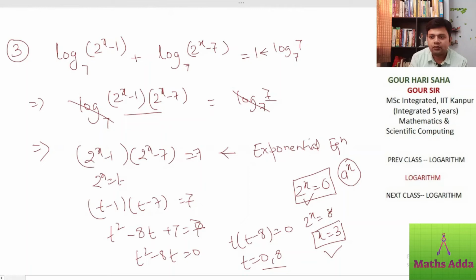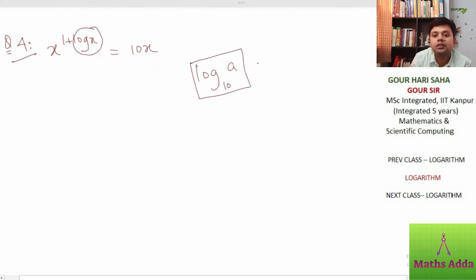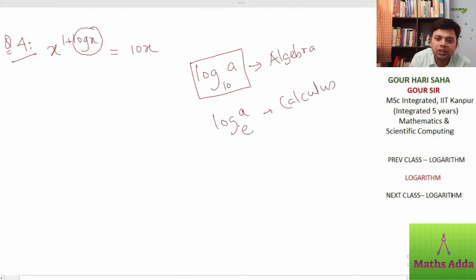Now move to the next one. Question number 4. x to the power (1 plus log x) is equal to 10x. First thing I must tell you, when it is log x, it means base is 10. If I write log a and don't write anything, you must assume the base is 10. This is true when you are doing algebra, and we are doing algebra now. When you do calculus and I write log of a with nothing given, it will be base e. You have no idea what e is, we will discuss that later. So here we are doing algebra and nothing is written, so base is 10.